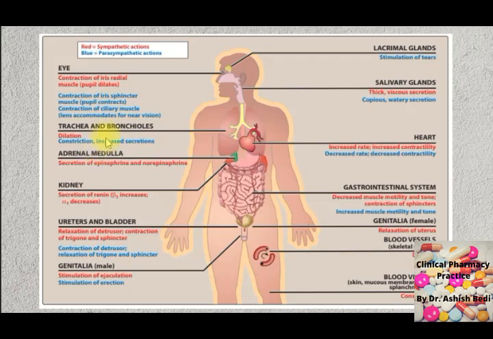Okay. Then, with the moderate dose, the trachea and bronchioles will be dilated, and with a high dose, constriction and increased secretion will occur. Adrenal medulla: first, it will increase the secretion of epinephrine and norepinephrine. Lastly, it will block that. In the kidney, with a moderate dose, it will release renin, and after that, it will block it. And so on. We will see the ureters, genitalia, lacrimal glands.